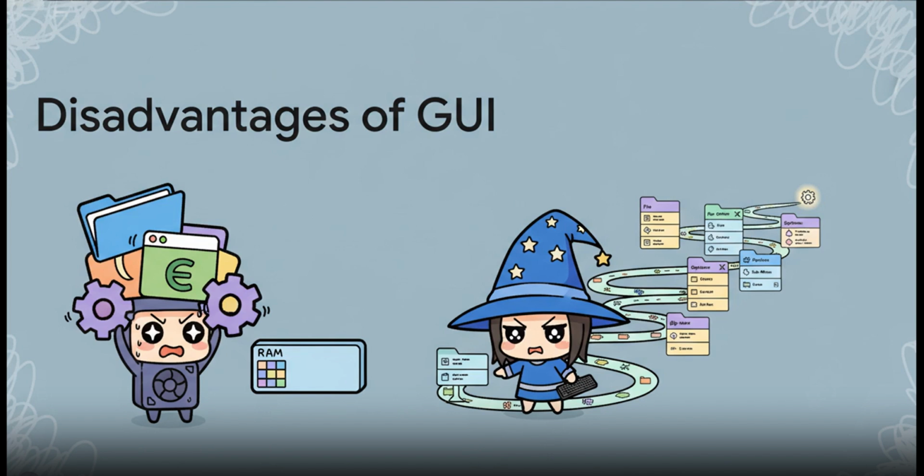But there's always a trade-off, isn't there? All those pretty graphics and windows, they take up a lot more of your computer's memory and its processing power. And for an expert user who knows exactly what to do, clicking through a bunch of menus can actually feel way slower than just typing out a single direct command.